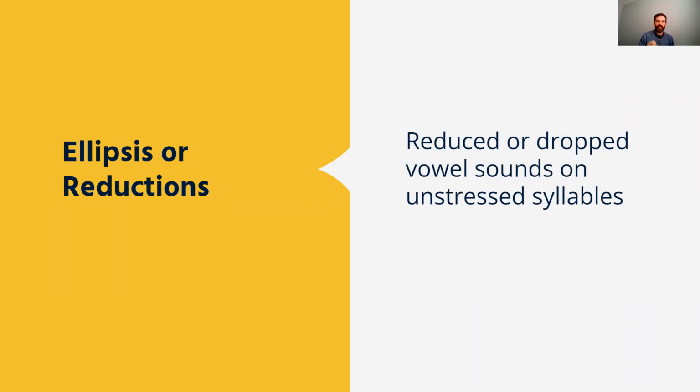And these could be defined as reduced or dropped vowel sounds on unstressed syllables. Now, we've talked for a while now about stress patterns in English, stressed syllables and unstressed syllables, and that many multisyllabic words in English tend to have one syllable that is strongly stressed and may have one or more syllables that are unstressed. And when this happens, sometimes one or more of those syllables may almost appear or sound to disappear.